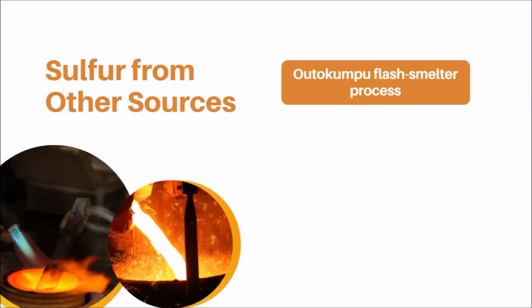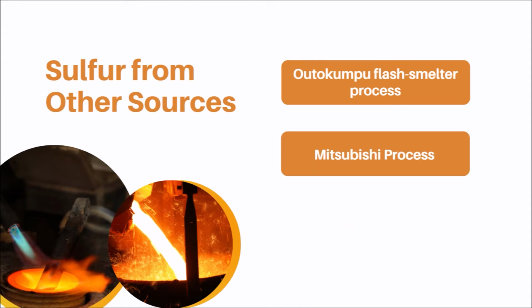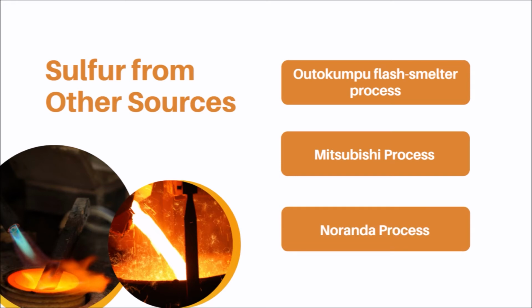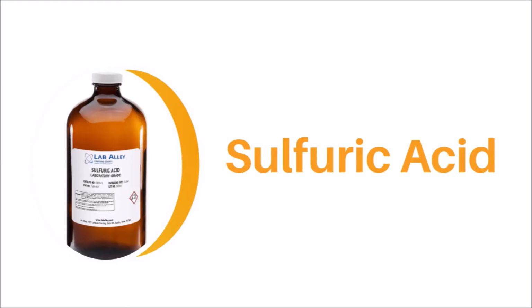Among these three processes, only the Outokumpu process is still being used commercially. The Outokumpu flash melter as well as Mitsubishi and Noranda continuous melters are also being used for continuous smelting of copper ores and delivering high-strength sulfur dioxide gases for sulfuric acid manufacture. In the next slides, we will be discussing the manufacturing processes of sulfuric acid.